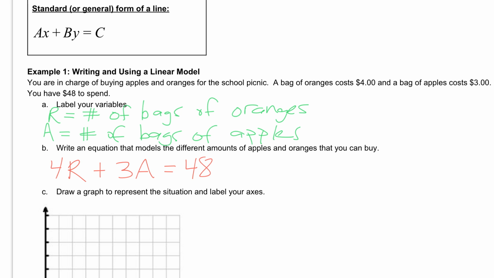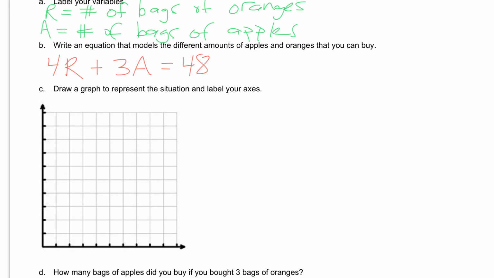Then if we take a look at part C, we need to draw a graph to represent the situation, and we need to label our axes. So again, we don't have a very specific which one's independent versus dependent, so it doesn't really matter which variable you put where. So you could do this as your R-axis and this is A, or you could do this as A and this is R. Again, it doesn't matter which one you choose, you just need to make sure you label your axes. So I'm just going to go ahead and say this is my A-axis, and this is going to be my R-axis.